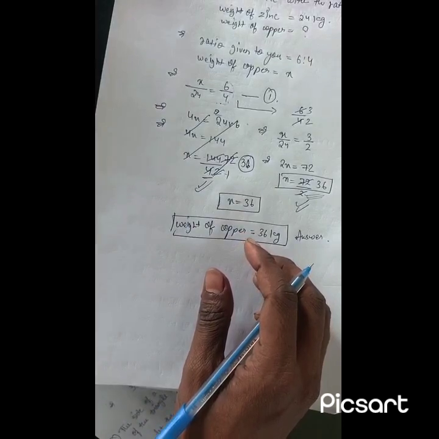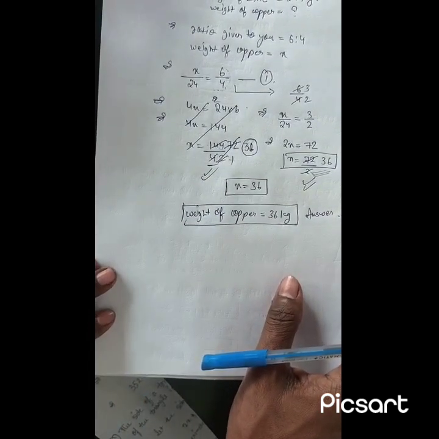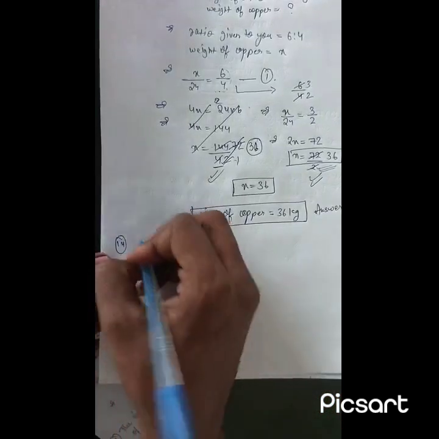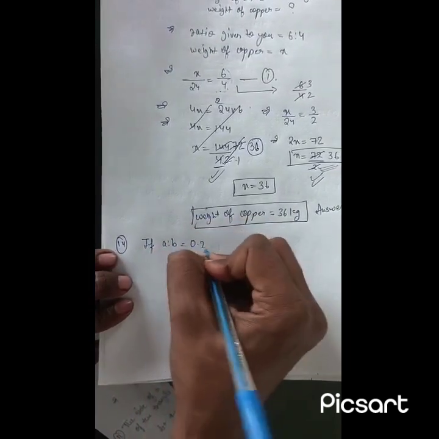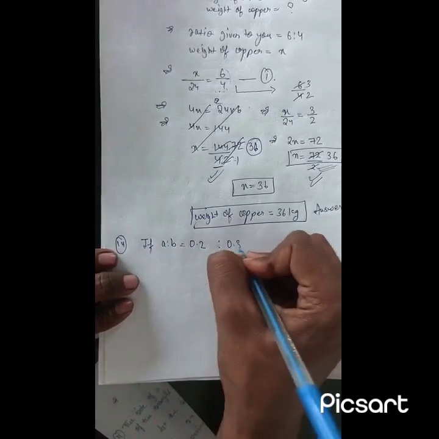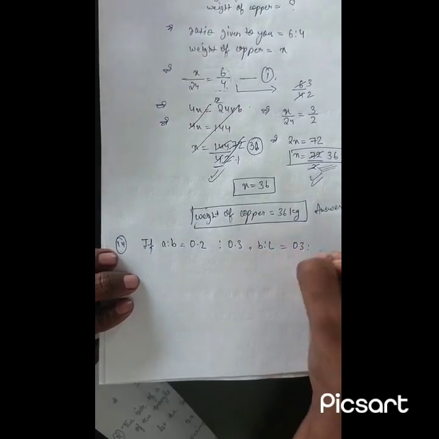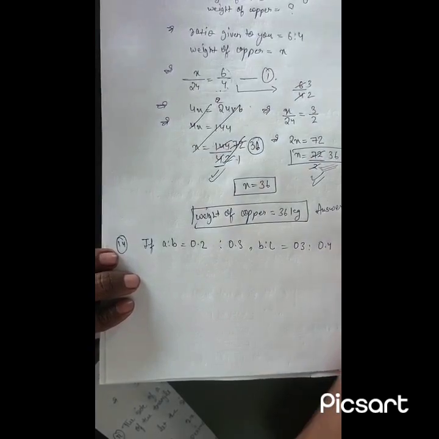This is finished. And now the next question, 14. It is saying if a is to b equals 0.2 ratio 0.3, comma b is to c equals 0.3 ratio 0.4. Find a ratio b ratio c.